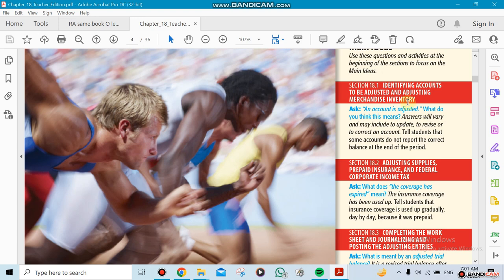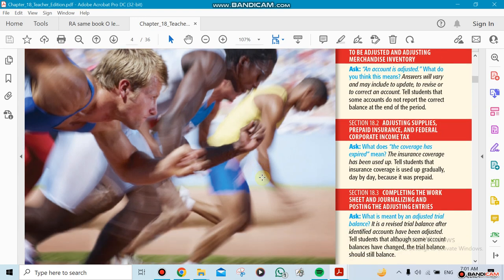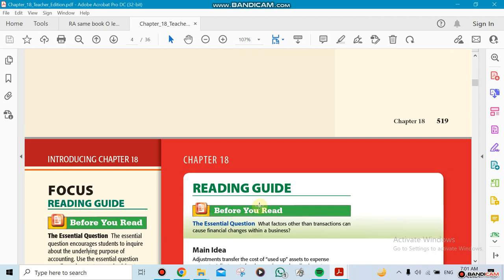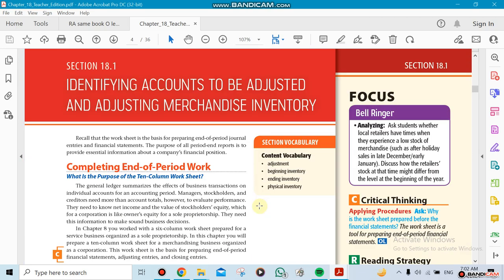The merchandising account, we need to fix it. We need to fix also the supply and the prepaid insurance. And also the final thing we need to fix is the federal corporate income tax. Now, after we complete all the work, we need to do a generalizing. So we need to generalize and post it to the individual accounts.